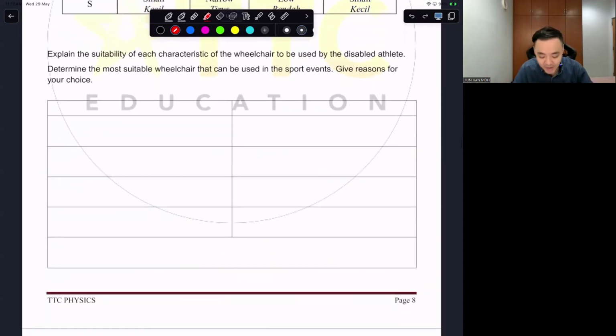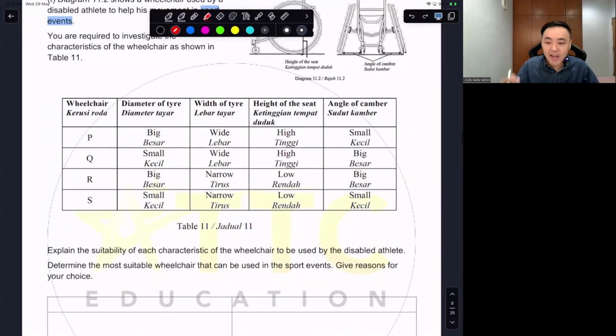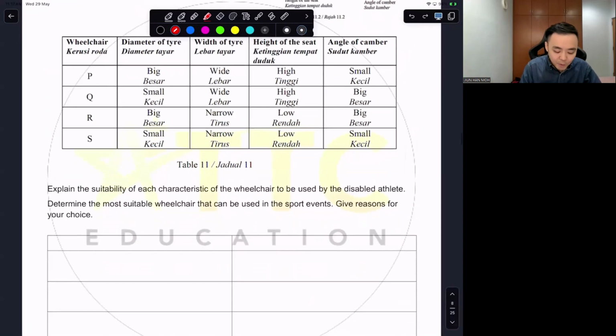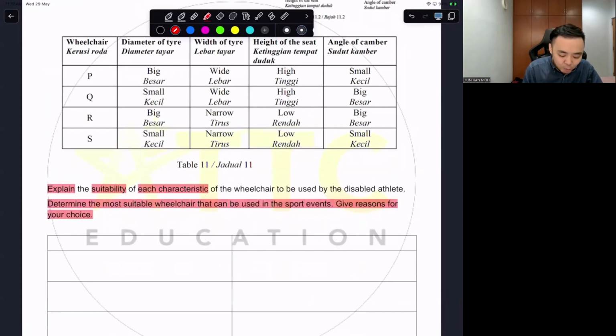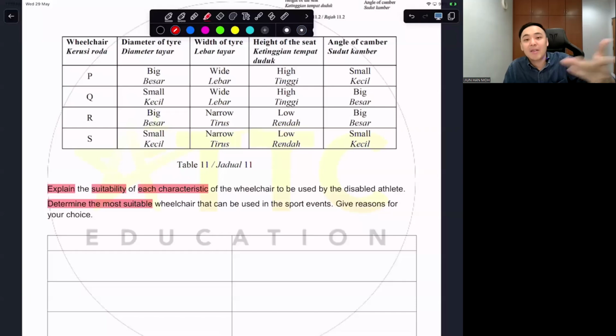First of all, if you go through the question, what they instruct you to do is, first, you need to explain the suitability of each characteristic. Then you determine the most suitable wheelchair. You see the point or not? Explain suitability first and then determine the most suitable one. So you cannot do it the other way round. Simple as this.